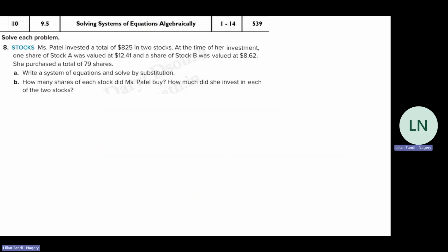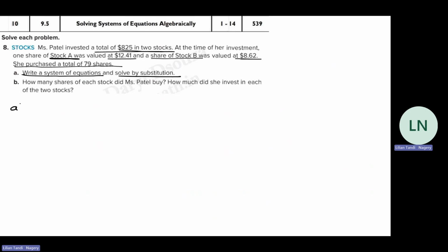Okay. Miss Patel invested a total of $825 in 2 stocks. At the time of her investment, one share of stock A was valued at that, and one share of stock B was valued at this. She purchased a total of 79 shares. Write a system of equations and solve by substitution.